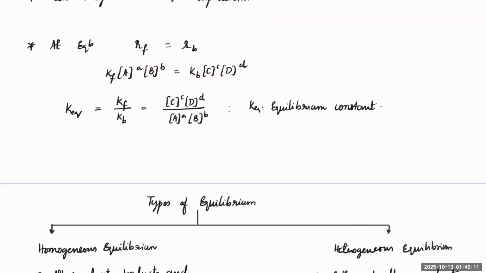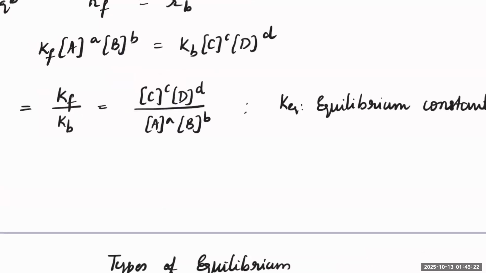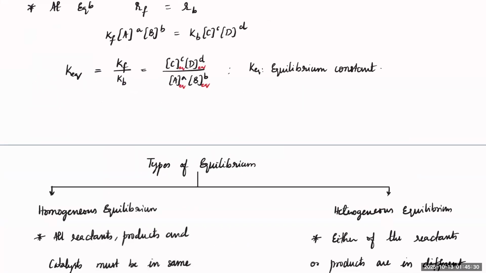So I hope all of you understood how we get the equilibrium constant. See, these concentrations are not at any time. These are only equilibrium concentrations. By definition, these are all at equilibrium, so the concentration is always the equilibrium concentration.